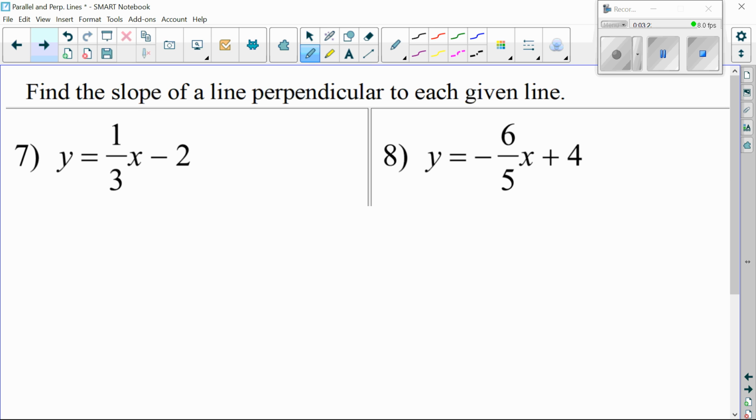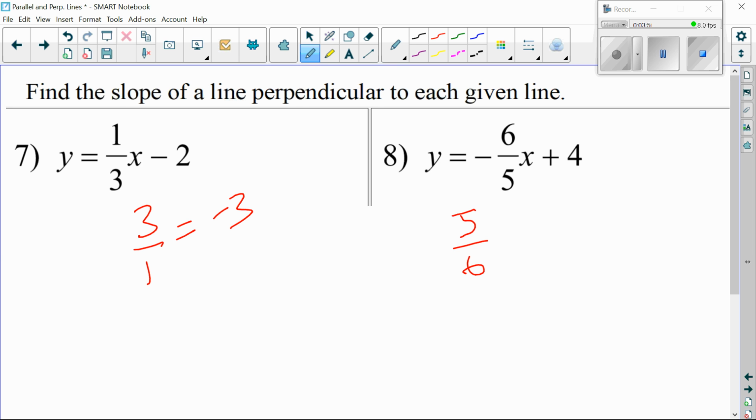Here in number 7, y equals 1 over 3x minus 2. So the opposite reciprocal will be 3 over 1, which is the same as 3. And we're going to make it a negative 3 so we can make it the opposite. In number 8, we're going to flip it, make it 5 over 6, and change the sign. So now it's going to be a positive 5 over 6. That's my opposite reciprocal. So these are the slopes of lines that are perpendicular to the original line.